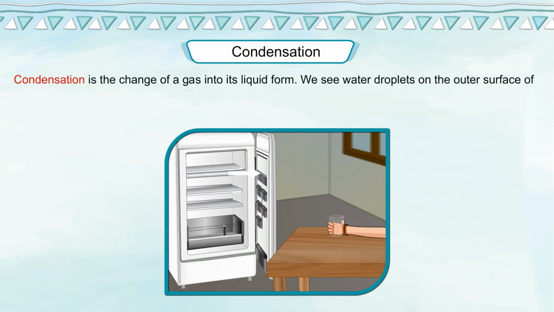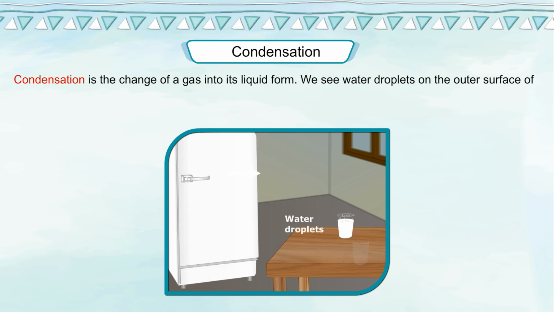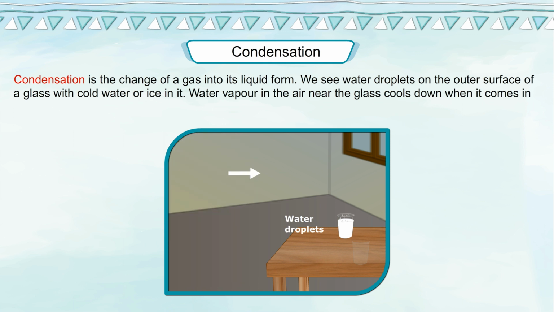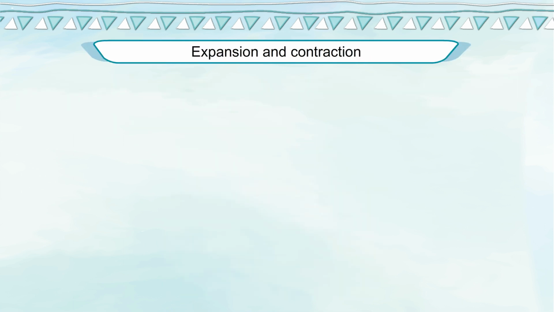Condensation. Condensation is the change of a gas into its liquid form. We see water droplets on the outer surface of a glass with cold water or ice in it. Water vapor in the air near the glass cools down. When it comes in contact with the cold glass, the cool molecules become slow and come closer to each other. As a result, tiny water droplets appear on the glass surface.